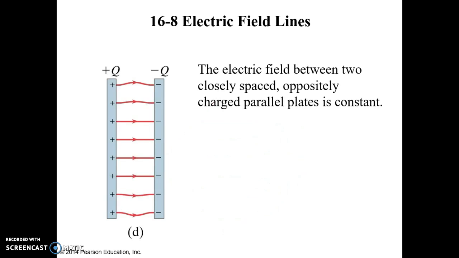Now if you have two parallel plates with opposite charges, the electric field lines are straight across. Notice that the electric field line spacing is equal. So this means that the strength is constant throughout the middle of the two plates. And it only starts to bow out a little bit towards the end of the plates.